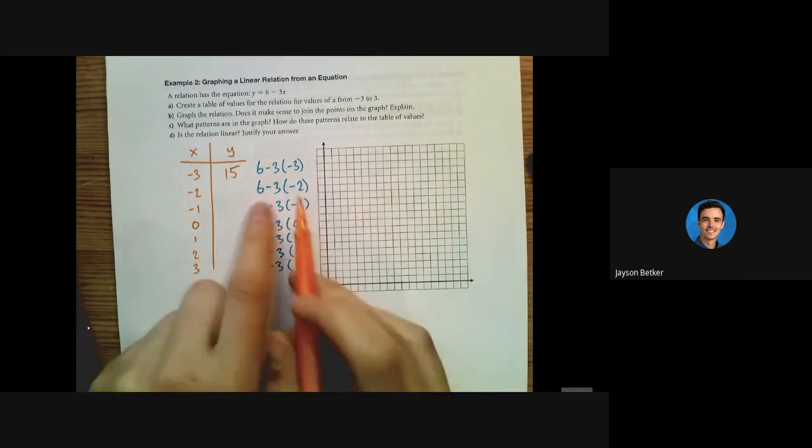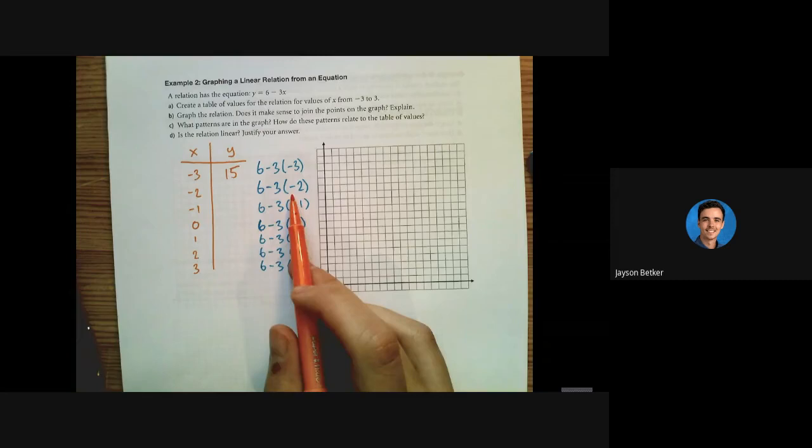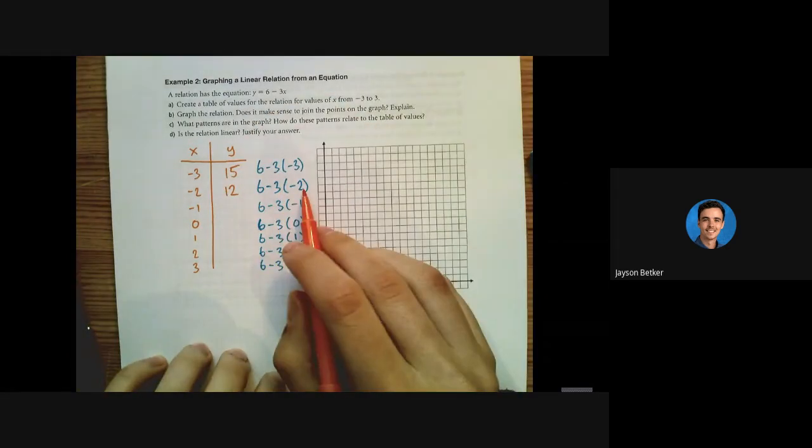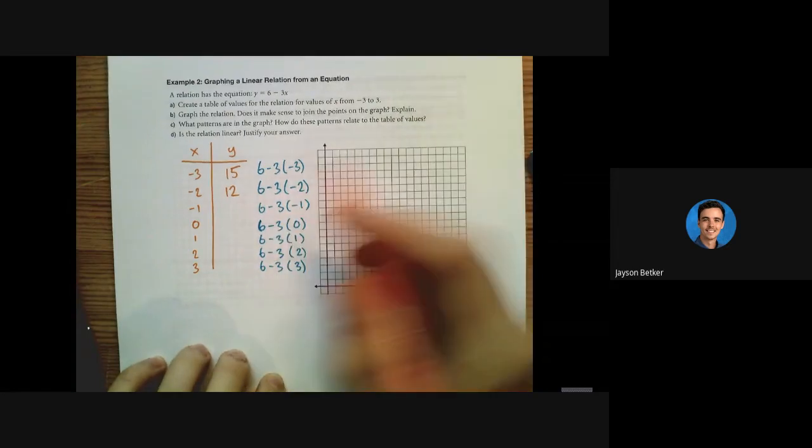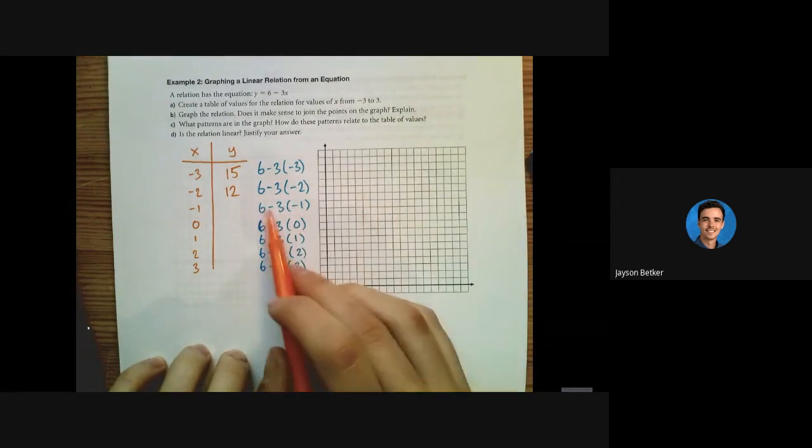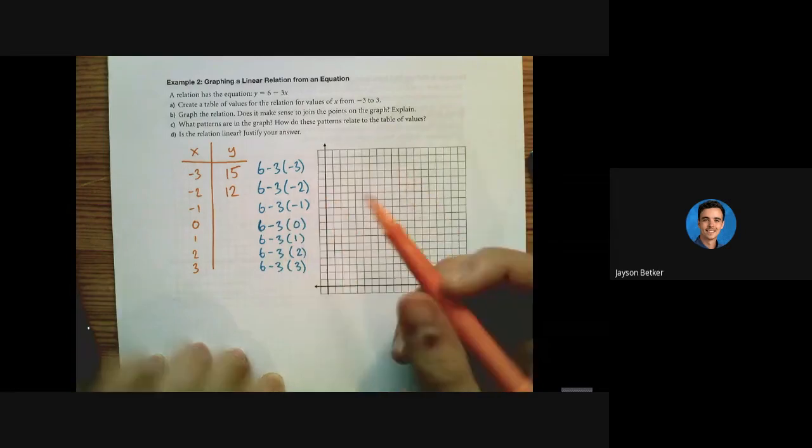We'll do them all. 6 minus 3 times -2. That is going to give us 12. 3 times -2 is -6. 6 minus -6, 6 plus 6, 12. Then 6 plus 3 is what this is going to give us, 9.